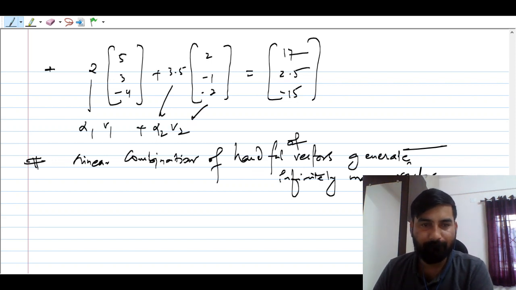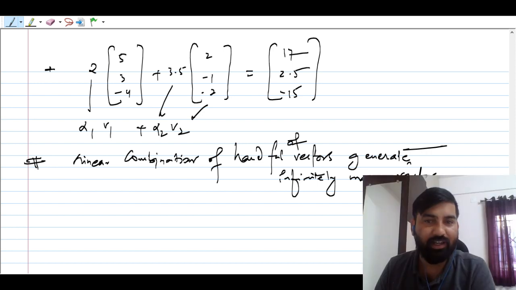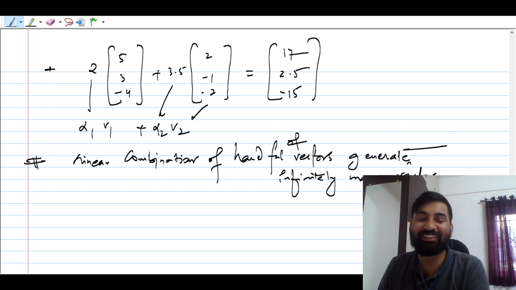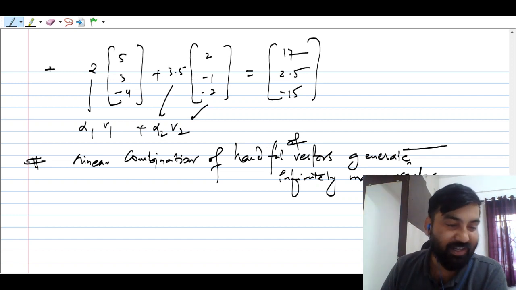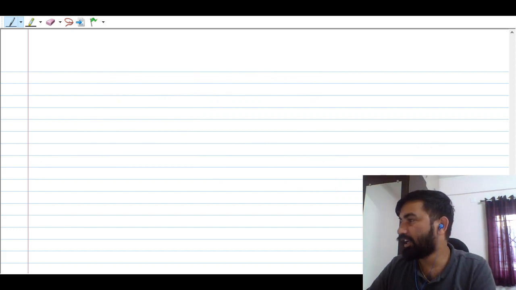This is very important to remember: the linear combination of a handful of vectors generates infinitely many vectors. And one more line I will say: linear combination is the essence of linear algebra, guys. This is one of the important and powerful concepts of linear algebra, remember. I hope this makes sense to you. This is very important.